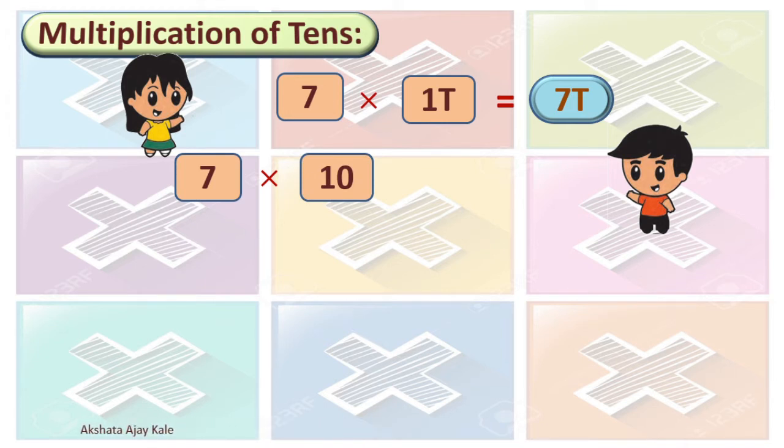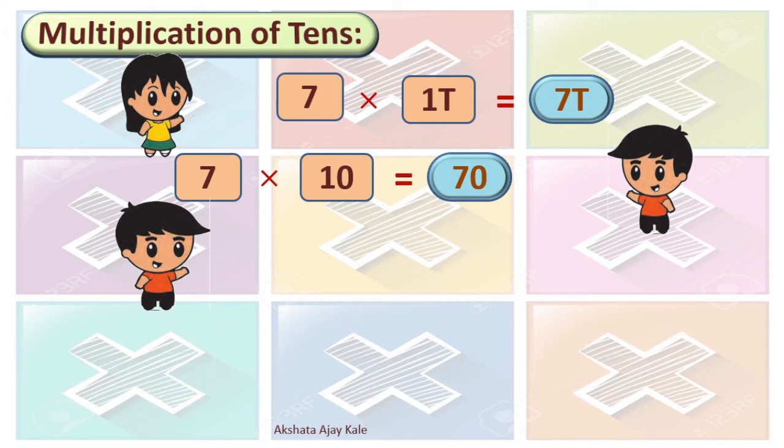T means 10, isn't it? 7 tenths is nothing but 70. Very good Monu, you are also right. Sonu is also right. Okay. Now again it is Monu's turn. Yes, multiply this.